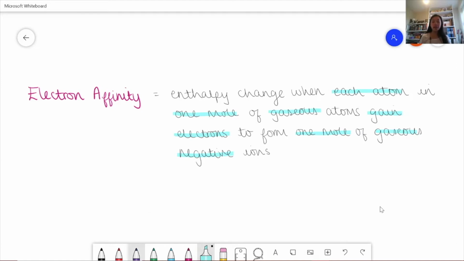And so, for example, we could have oxygen, 1 mole of oxygen, and we're going to add an electron to it to form O- ion. And this would be the first electron affinity. And the way we denote electron affinity is by delta H with a small EA and then the standard symbol.